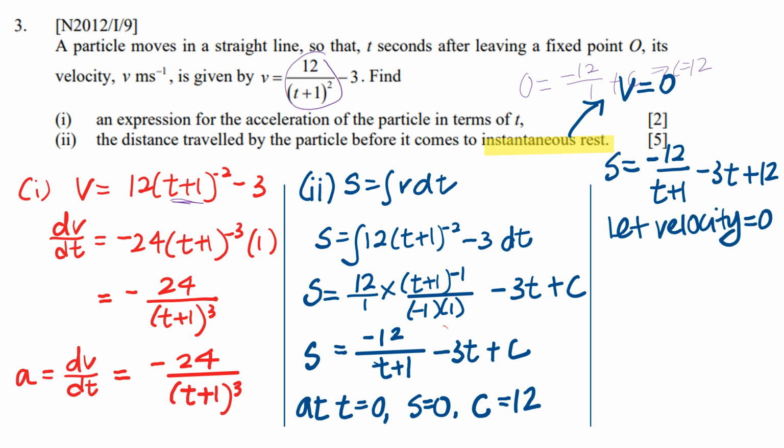And yes, when the particle comes to instantaneous rest, it means velocity equals 0. So I need to let velocity equal 0. Why do I let it equal 0? Because I need to find the time, how long the particle takes before it comes to rest. So that's when I need to let velocity equal 0.